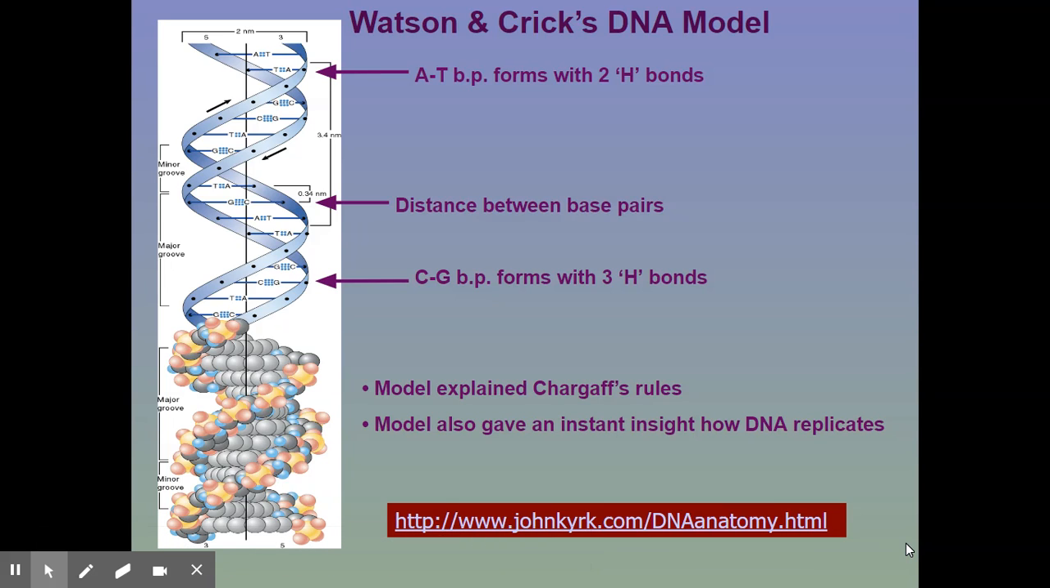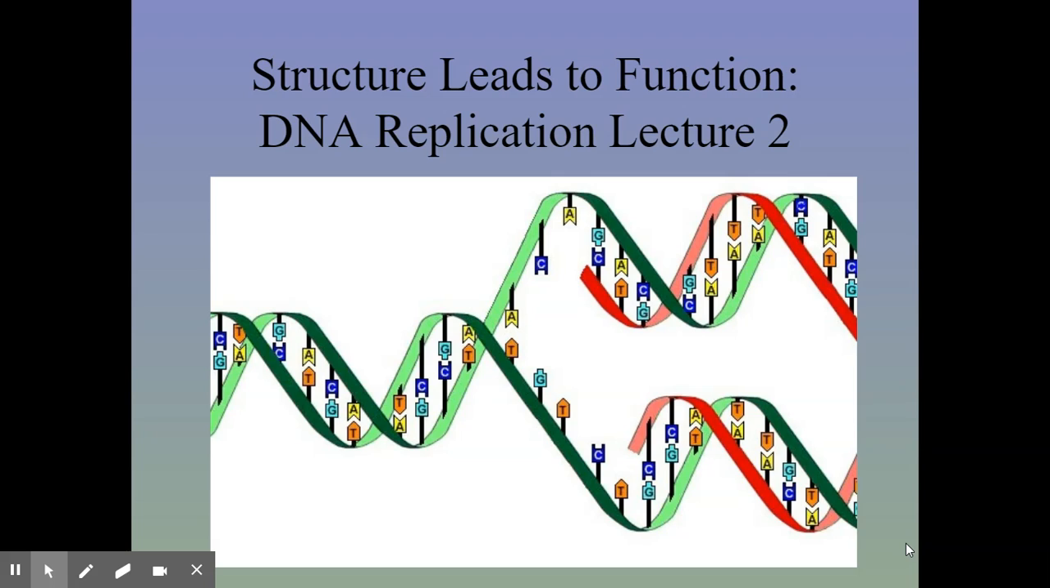information about the structure. But once they had this model, the model explained Chargaff's rules. It explained Rosalind Franklin's picture. It explained basically all the information that was prior, and also gave information of how DNA replicates. Once they saw what the model was, they instantly saw how DNA could pass its information from one generation to the next. And that's what we are going to be doing in lecture 2.